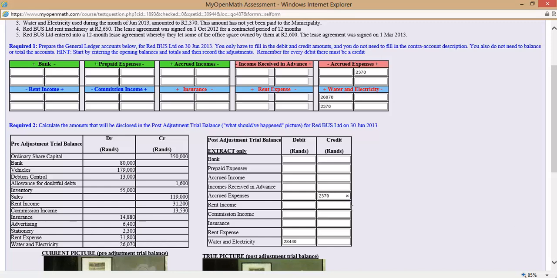So this is going to be a credit, 2370. I can think of accrued expenses in the same way as any other current liability. For example, creditors control is also going to be a current liability. Good. That's that for accrued expenses.